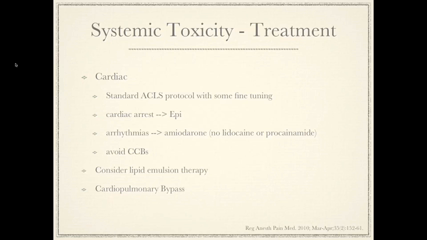So now for hemodynamic collapse, you want to use typical ACLS protocols, but you need to make a few adjustments. So first of all, for cardiac arrest, you typically give epinephrine, a milligram, but in this case, you need to recognize that epinephrine actually has some arrhythmogenic properties, and it's better to give smaller doses of epinephrine. Typically, you want to give boluses ranging from 10 to 100 micrograms. Also, for arrhythmias, amiodarone is going to be your go-to drug.